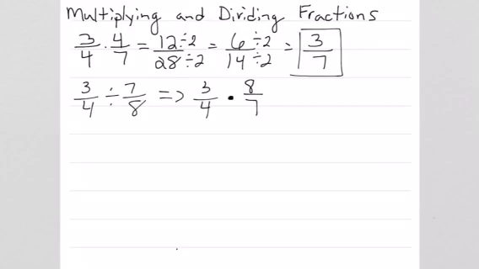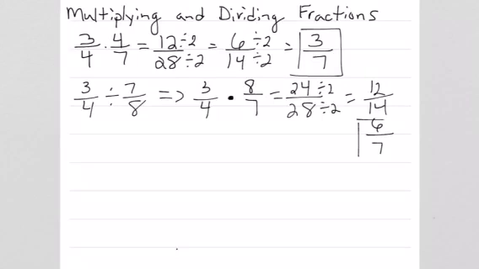Multiply straight across. We get 3 times 8 is 24. 4 times 7 is 28. And now it's just a matter of reducing. Divide each one by 2. We get 12 over 14. Divide each one by 2 again, and we wind up getting 6 over 7 as our final answer.